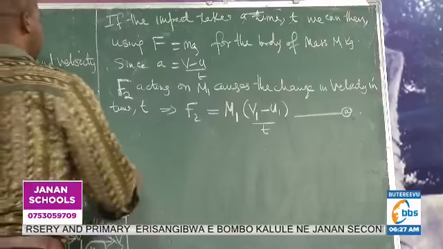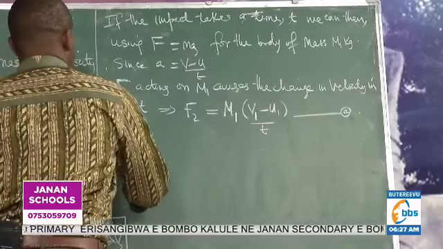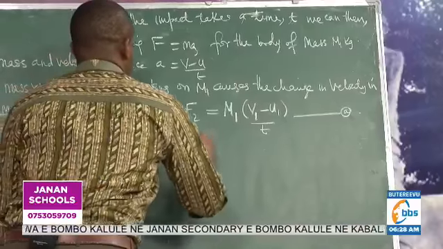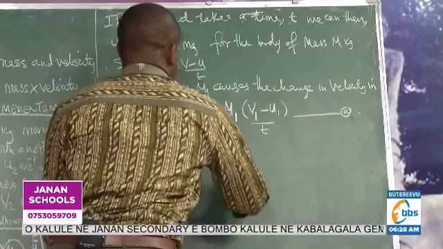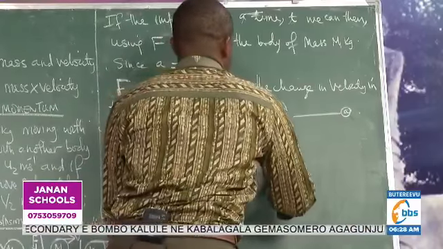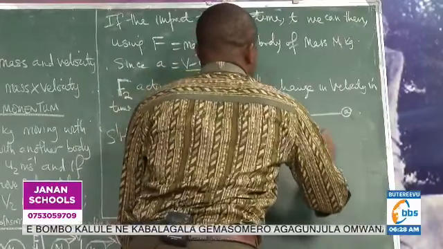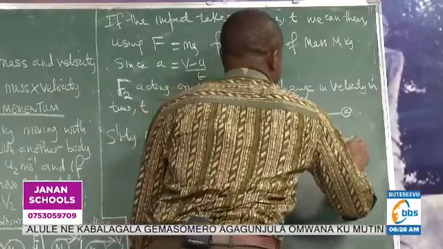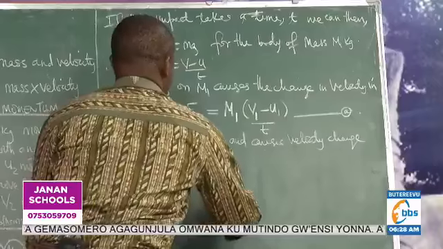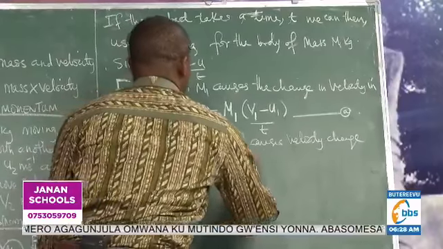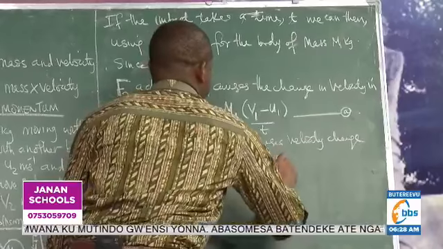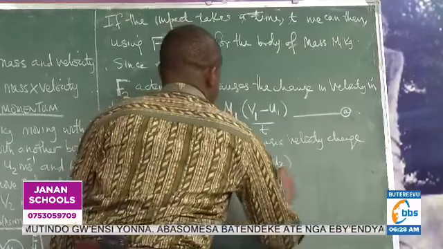And similarly, F1 acts on M2 and causes the change as well, causes velocity change. This implies that actually F1 will also be equal to the change in momentum of the second body within the same time interval t.